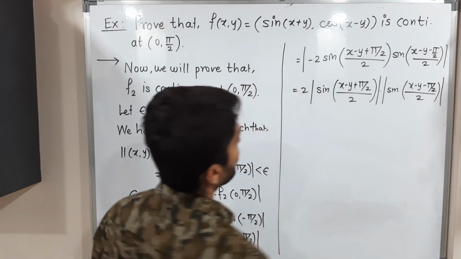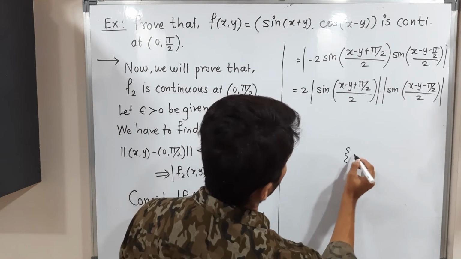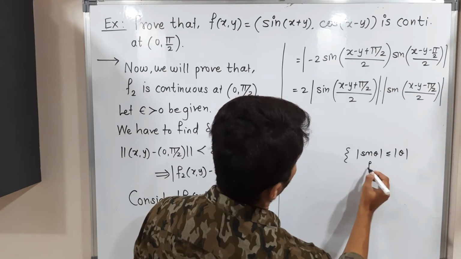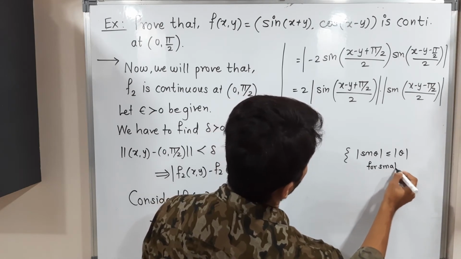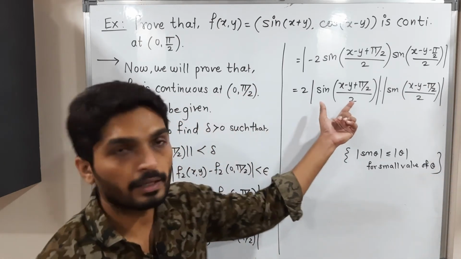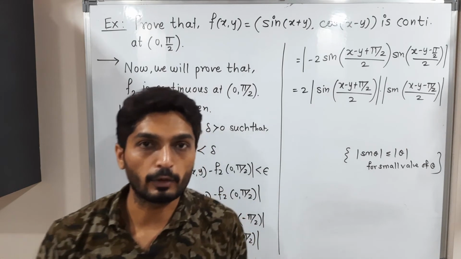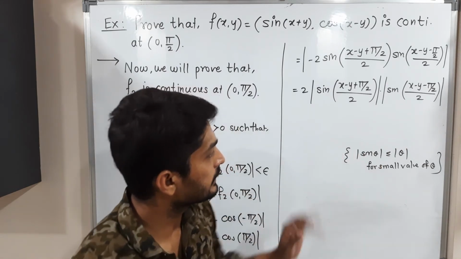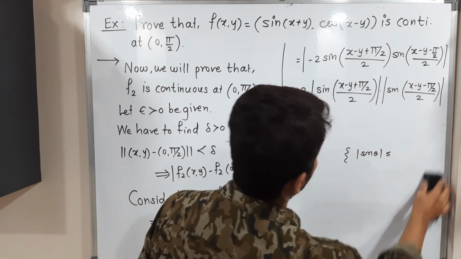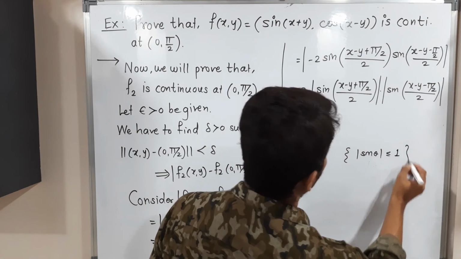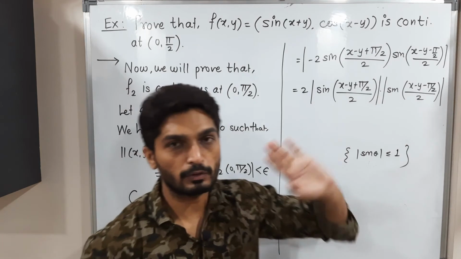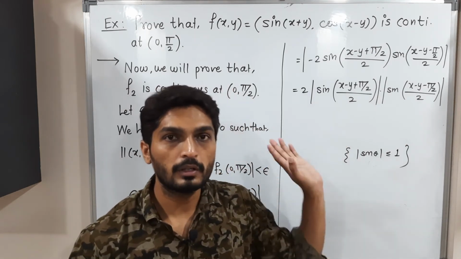So see, one thing I am going to use, that is mod of sine theta is less than or equal to mod theta for small value of theta. See, here also we have mod sine theta, there also we have mod sine theta. Okay, but I will apply this formula. Just a minute, one more formula we have, that is first of all we will use this one: mod sine theta is less than or equal to 1. Actually we can apply it for this one and that one also, both of them. That means it is applicable for both mods.